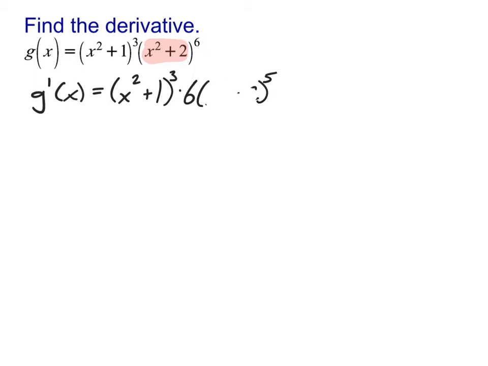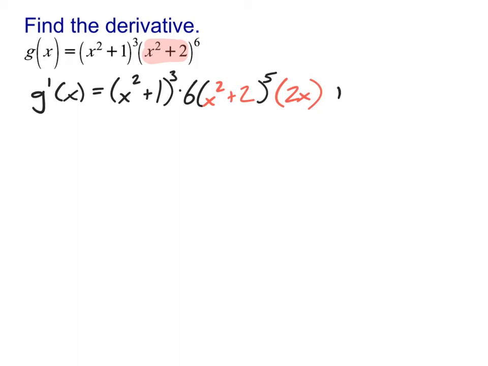Okay, I want to color code that here. We multiply that by the derivative of the inner function. That's what allows us to do it, of course. So the derivative of x squared is 2x. The derivative of 2 is 0, so that goes away. So that's the original times derivative.